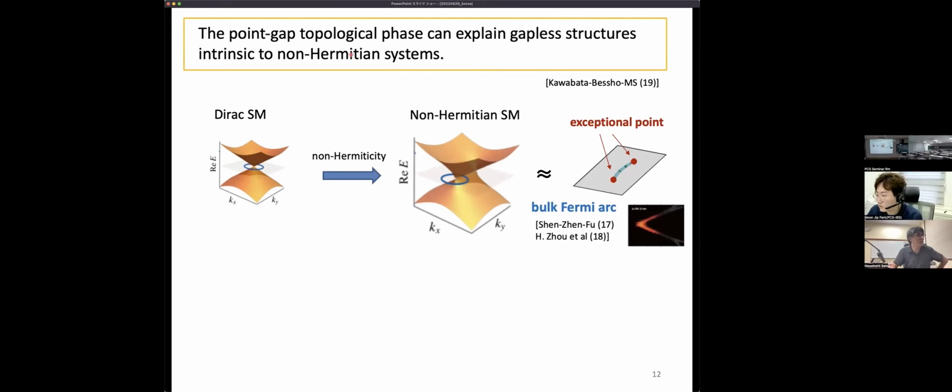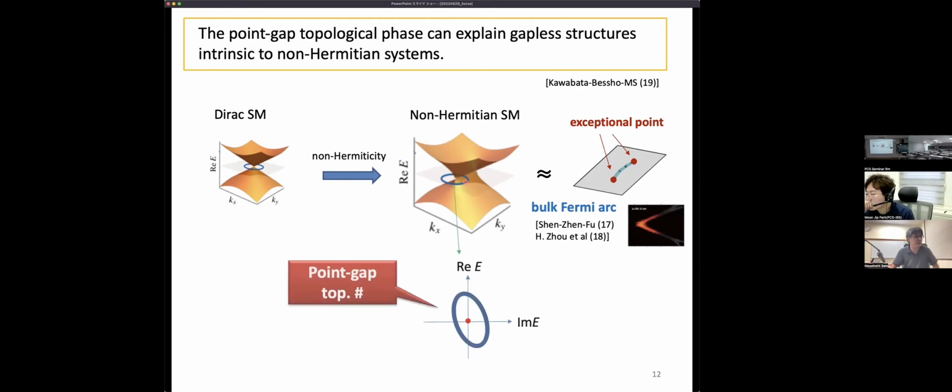And actually, by using the point gap topological phases, we can explain why we have this stable structure in non-Hermitian systems. So let's consider the contour around the exceptional point. Along this circle, we found that we have this kind of spectrum. This point corresponds to the exceptional point, and around the exceptional point we have a spectrum like this one. So this means that the exceptional point has a non-zero point gap topological number, and because of this structure, we can have a topologically stable exceptional point here.